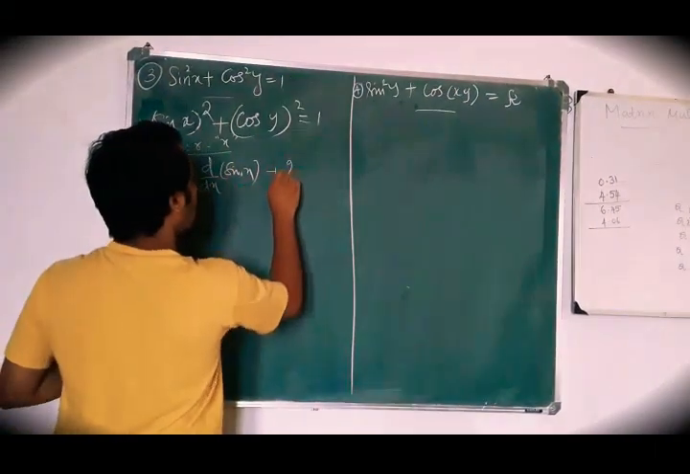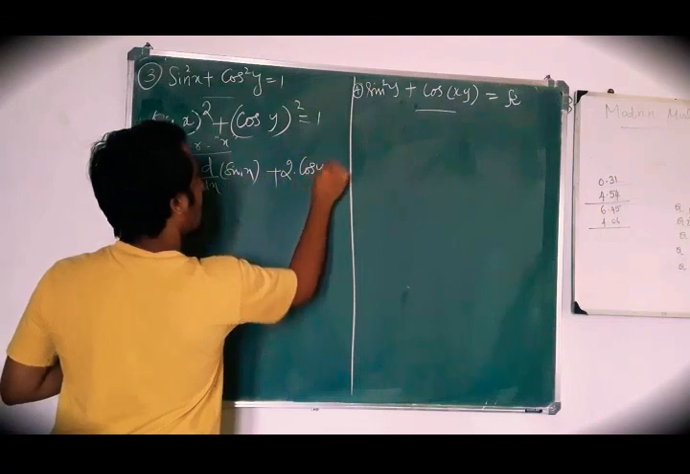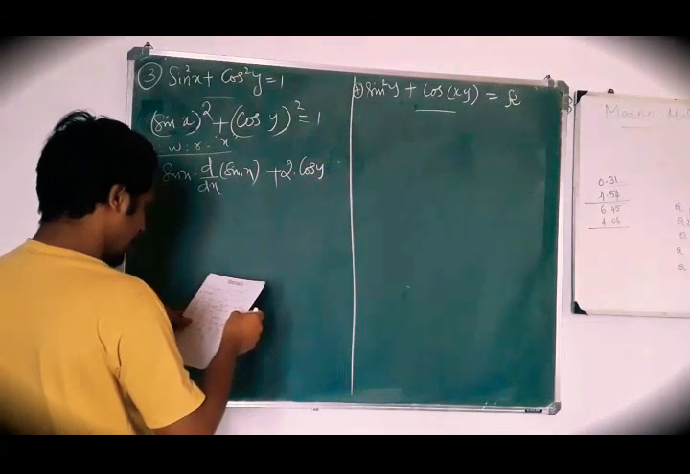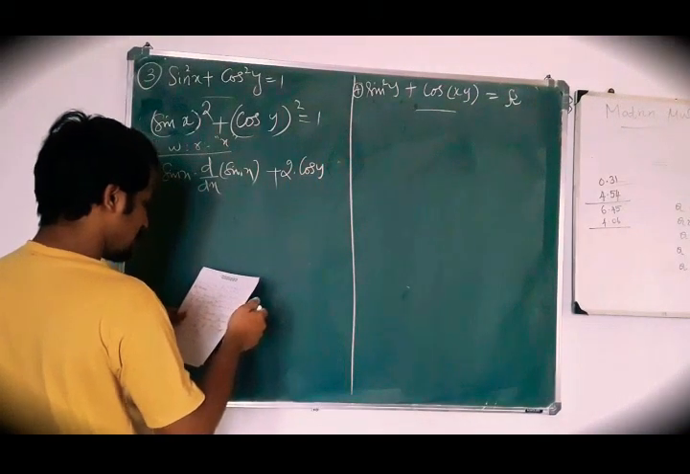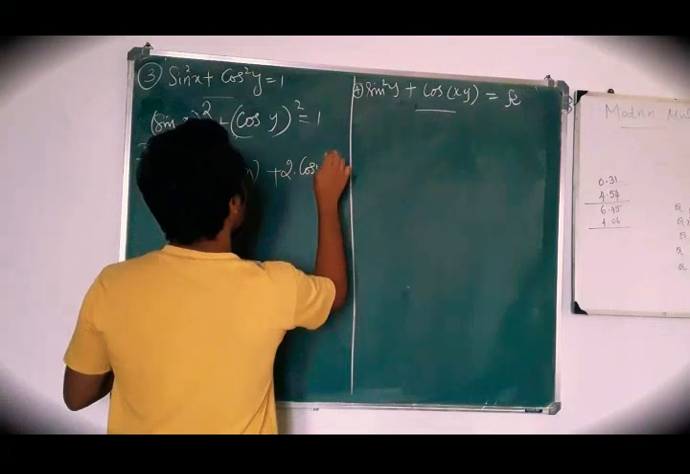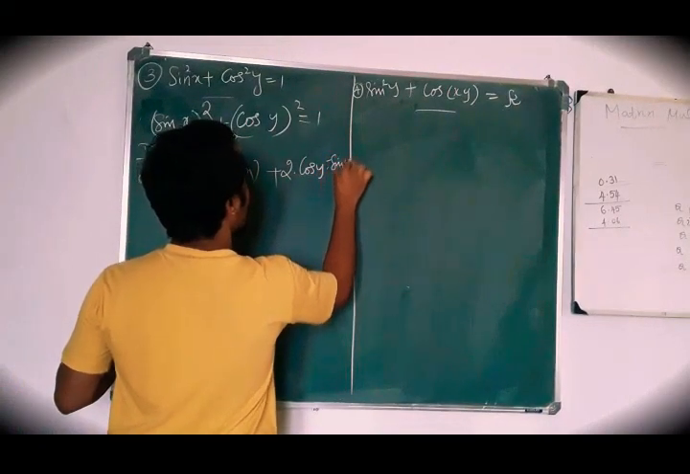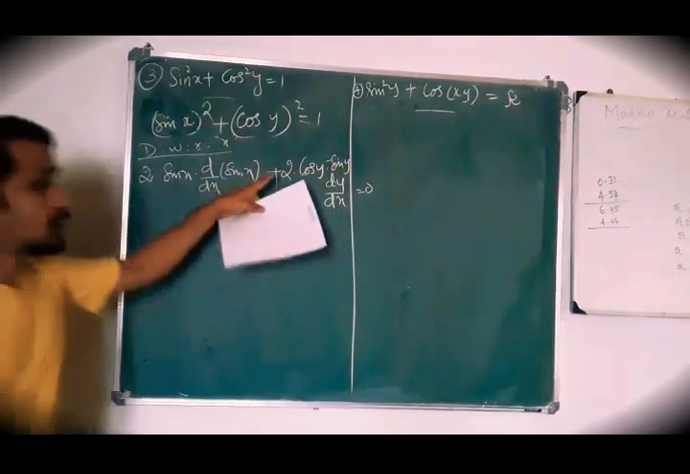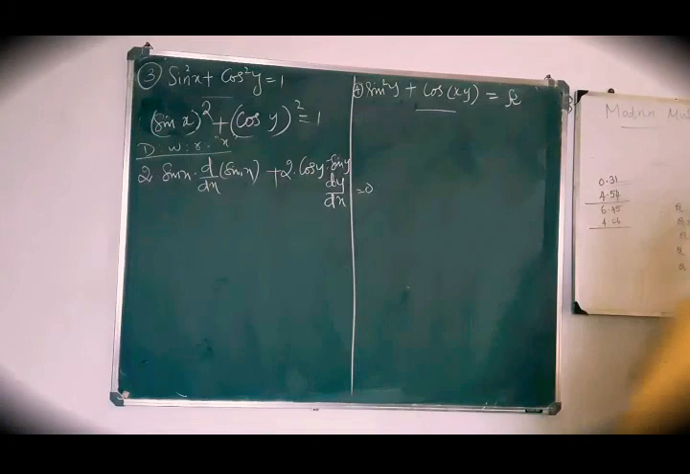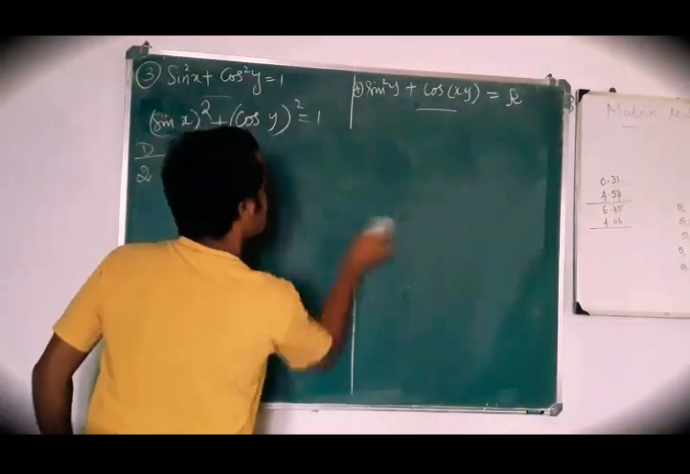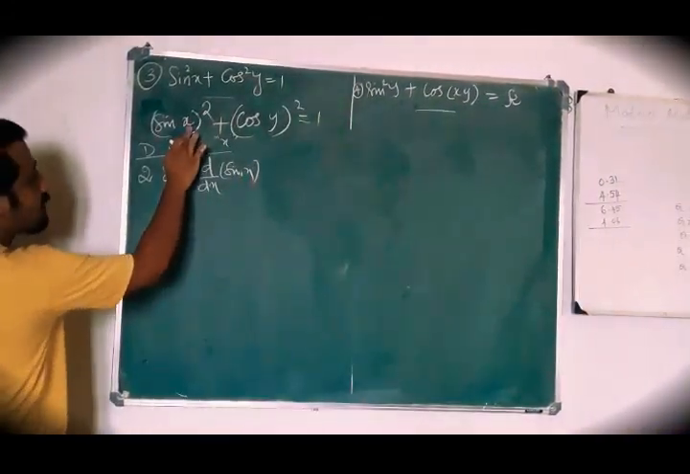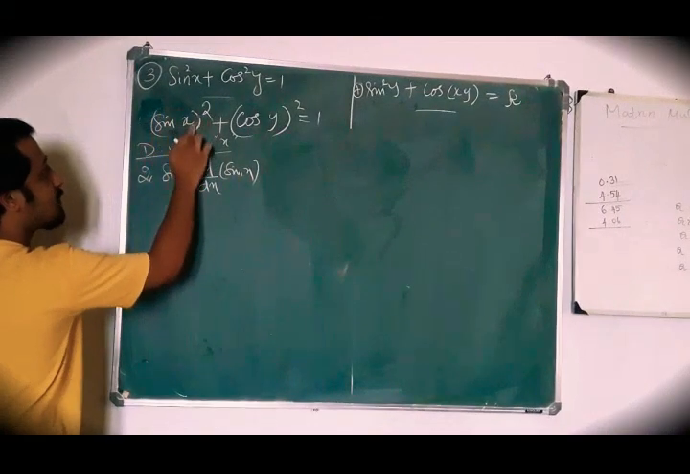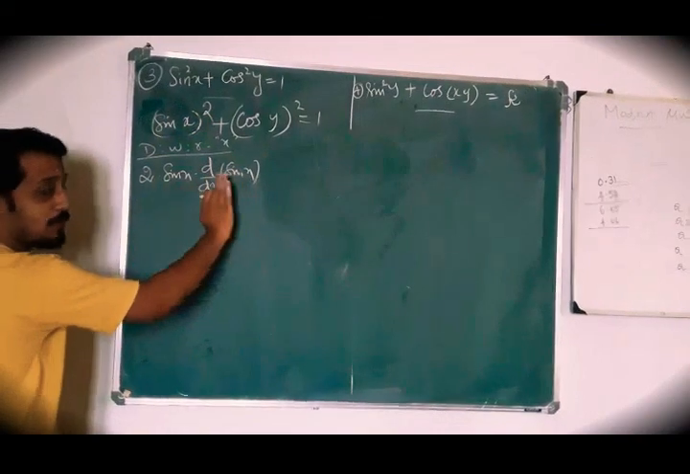Plus, now 2 into cos y into derivative of cos y is minus sin y into dy by dx is equal to 0. Understood or not? Once again, I explain that. Differentiate with respect to x. Listen here. That's why 2 into sin x into derivative of sin x. In place of x, I have sin x. That's why sin x. So far clear.